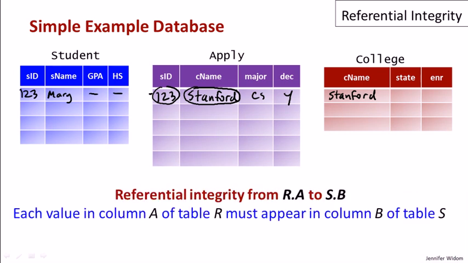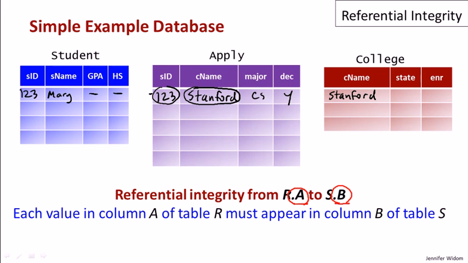Specifically, if we have referential integrity from an attribute A, say of a relation R, to an attribute B of another relation S, what that's saying is that every value that appears in the A column of relation R must have some corresponding value in the B column of relation S.